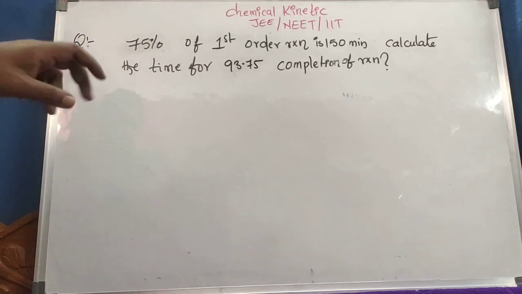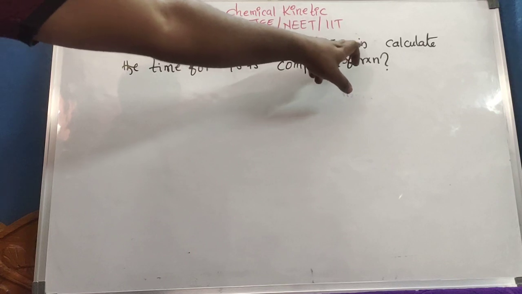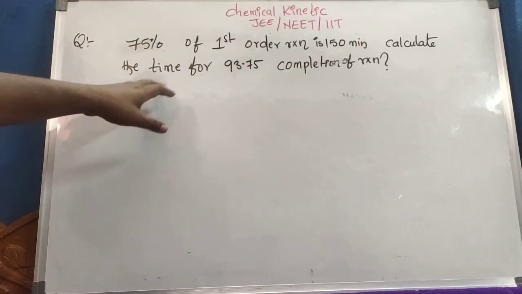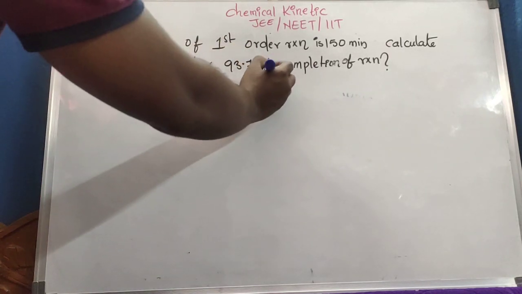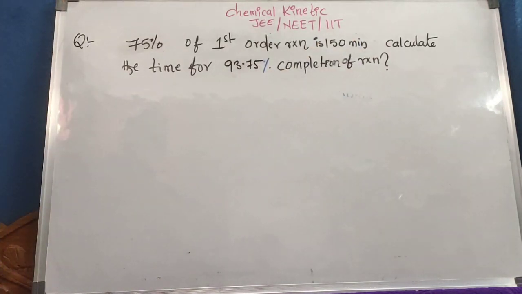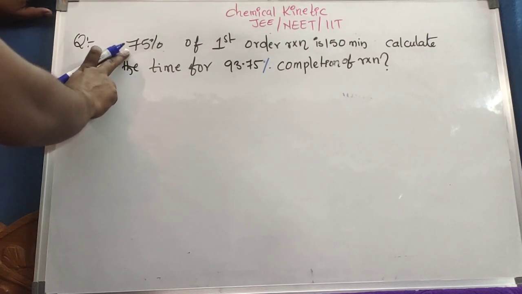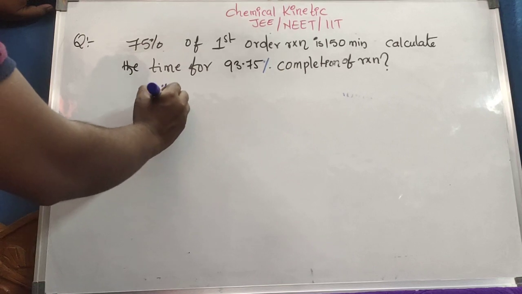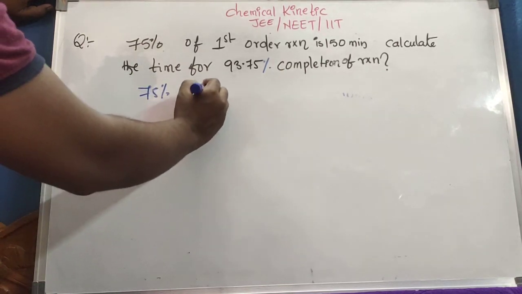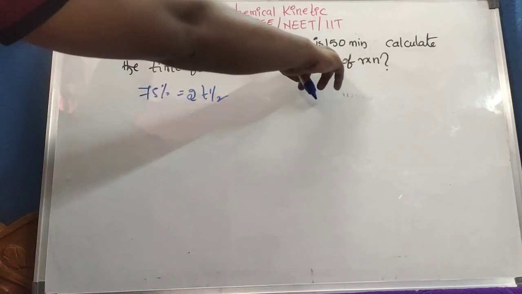Next question: the 75% completion time of a first order reaction is 150 minutes. Calculate the time for 93.75% completion of the reaction. It is very interesting, and very easy also. As I already said, for 75% completion of a first order reaction, the time equals 2 t half, and it is given as 150 minutes.